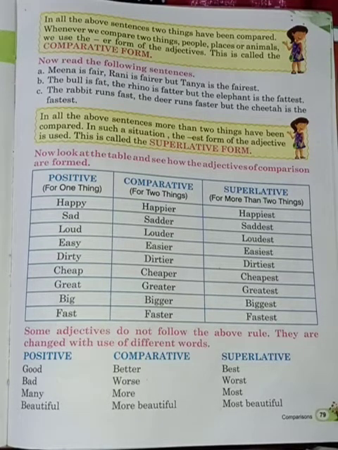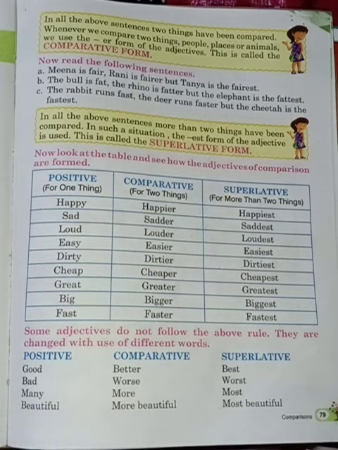Next, comparative. Students, in comparative, it is for two things. Means when we compare one person with another person. Like example, Rita is happy, but Rani is happier than Rita. So in this sentence, Rita is happy, but Rani is happier than Rita. We are comparing Rani with Rita, that Rani is happier than Rita.